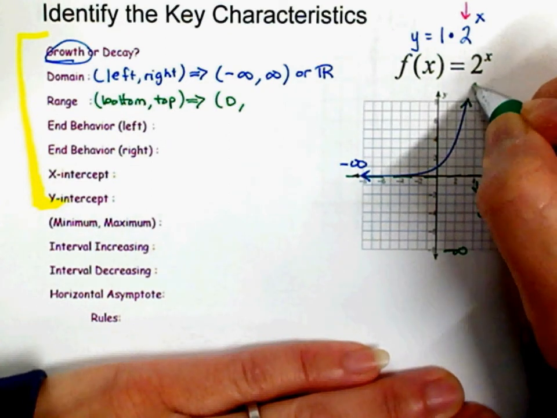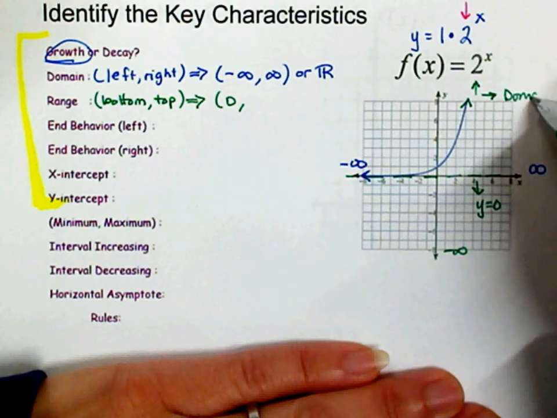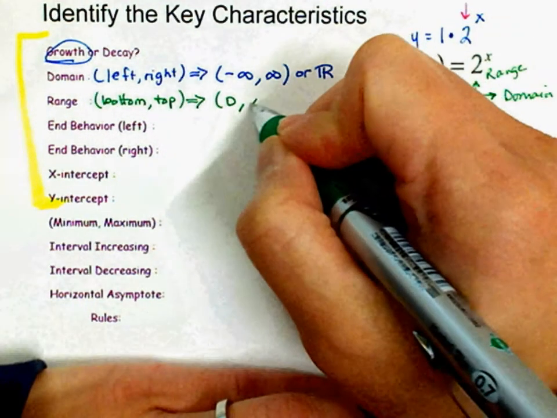To the right is your domain. Up is your range. So how far is this going? All the way to positive infinity. Okay?